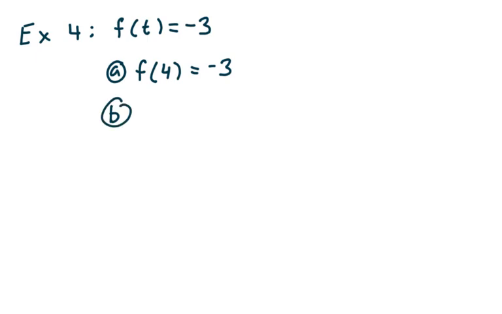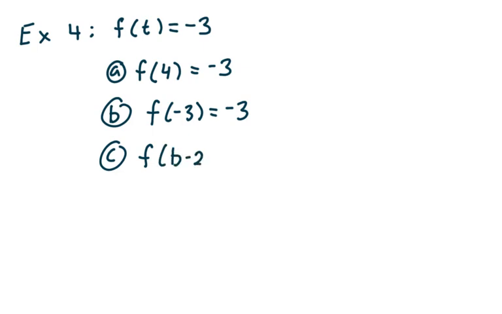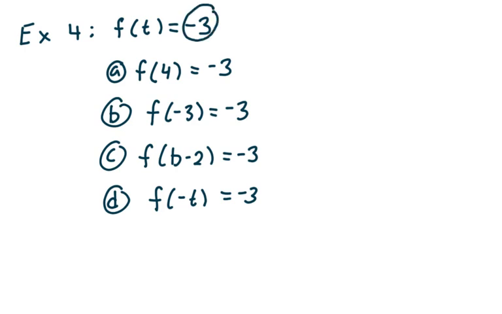B. If I want f of negative 3, it's negative 3. C. If I want f of b minus 2, I get negative 3 back. The output is the same. And then on D, if I want f of negative t, that is also negative 3. So notice I get the same thing the whole time, no matter what I put in for t.